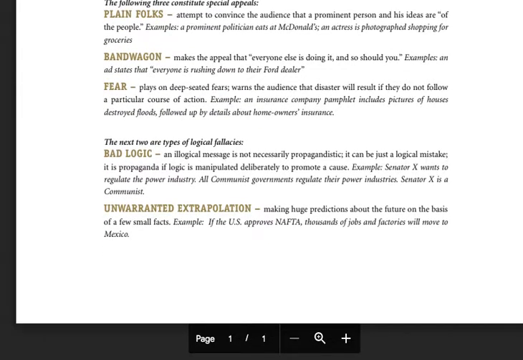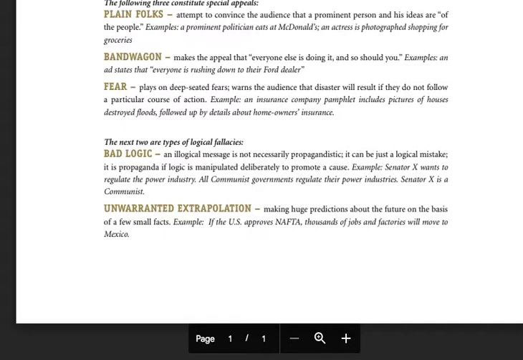There's also bad logic. An illogical message is not necessarily propaganda, but it can be just a logical mistake. It is propaganda if logic is manipulated deliberately to promote a cause. So your example here is like, person A wants to regulate their power industry. All communist governments regulate their power industry. So you're linking them to a communist idea, which could be a bad thing.